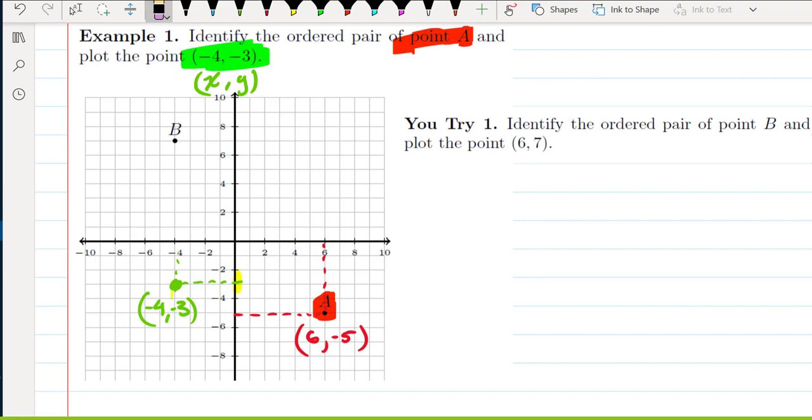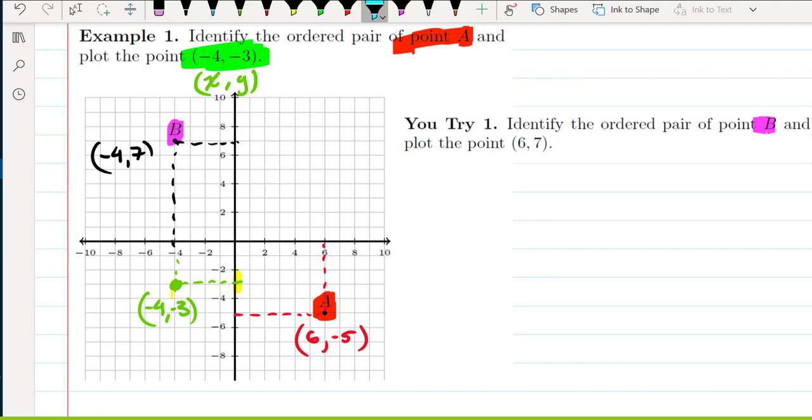All right, for our U-try, we want to identify the ordered pair of point B. Let's see, we'll make point B purple. That's up here. We're looking for both its x and its y coordinate. Its x value is at -4, and its y value is at +7. So we would have the ordered pair -4, 7.